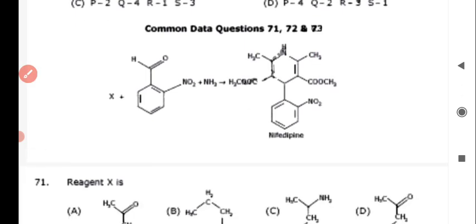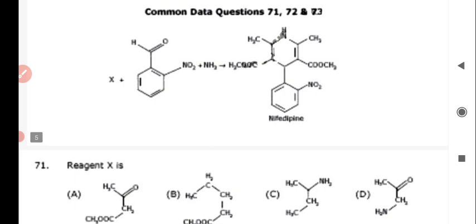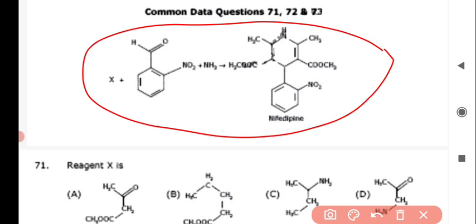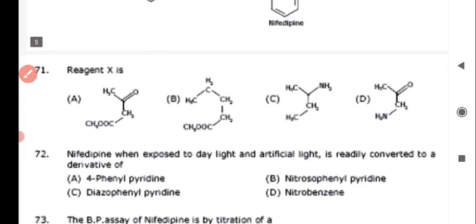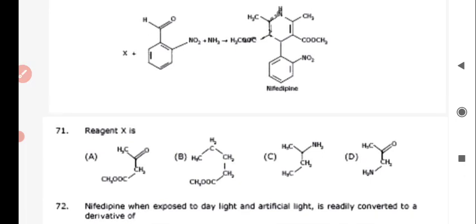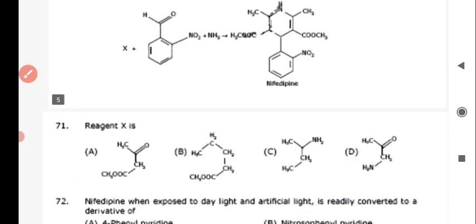So now the next questions are statement based questions, and in this the first is a reaction, and for this we have to find what is the reagent X in it. So for this question the correct answer is option A, the reagent is this. Option A is correct for this.